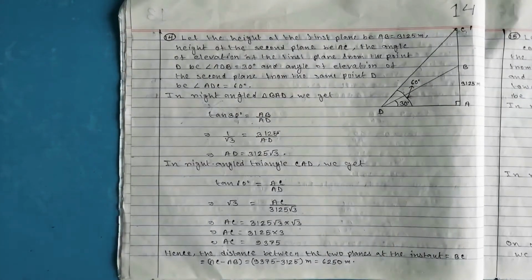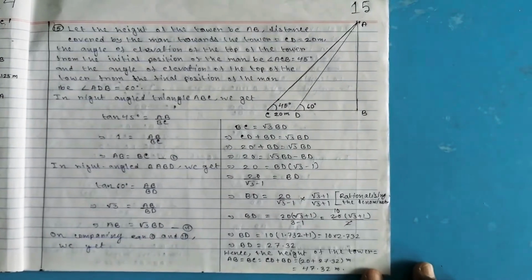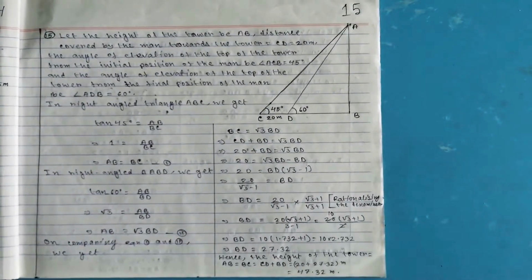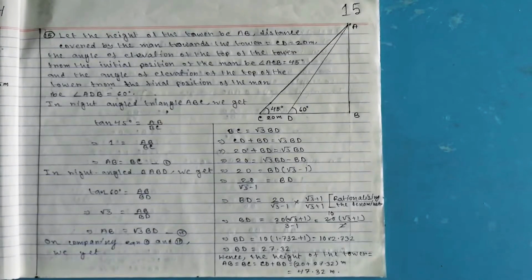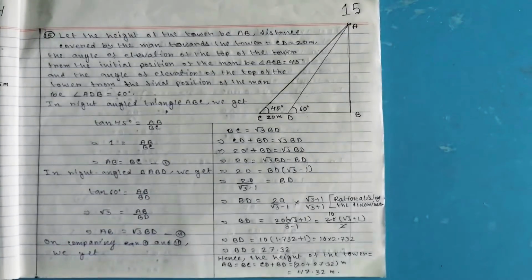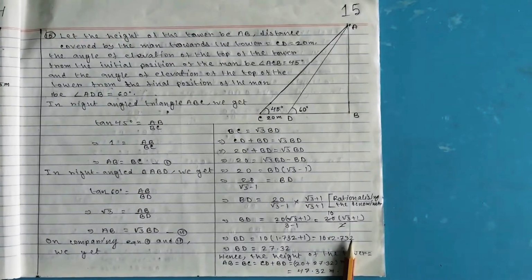Now come to the next problem, that is question number 15. Read question number 15 very carefully. A man observes the angle of elevation of the top of a tower to be 45 degree. He walks towards it in a horizontal line through its base, covering 20 meter. The angle of elevation changes to 60 degree. Find the height of the tower correct to two significant figures. Read the question very carefully.